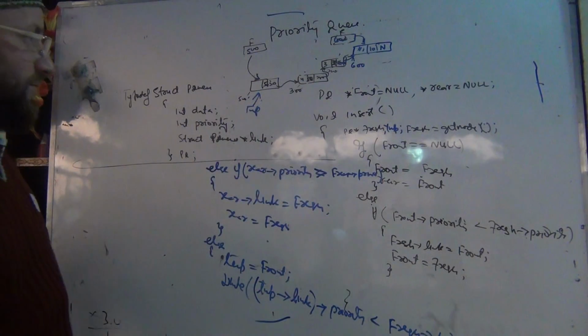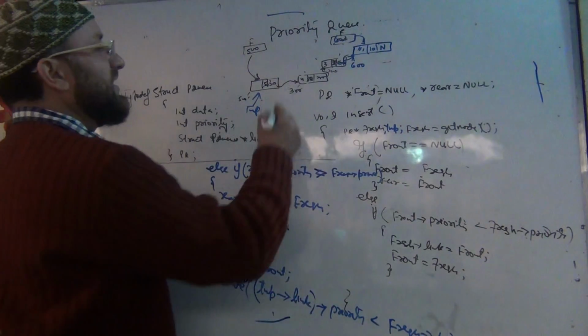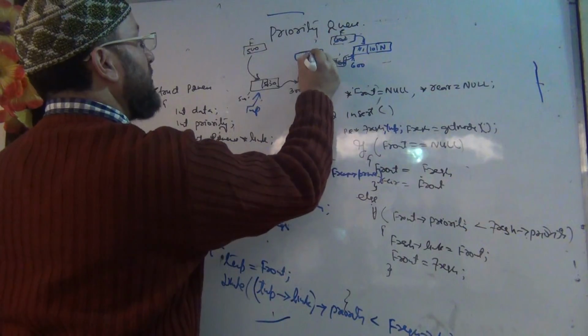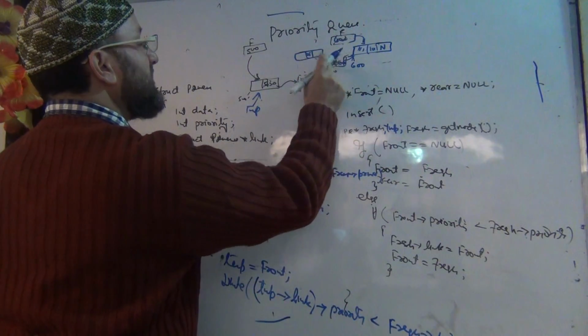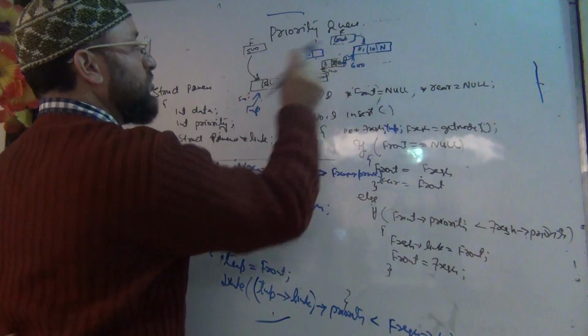Suppose the new node that came has priority 25. So where should priority 25 go? It should be here, between this and this. That means this should point to it, and it should point to this.